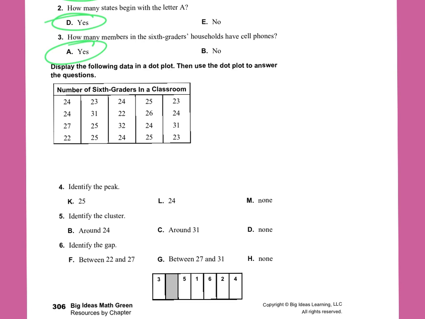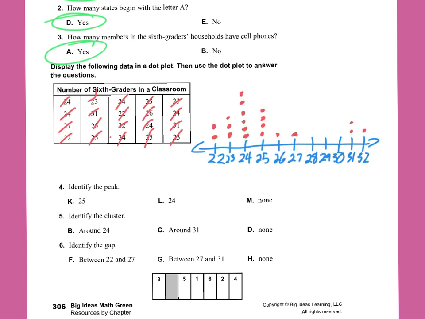So now we are moving on to something that we've talked about already. Display the following data in a dot plot, then use the dot plot to answer the questions. So I'm going to pause right now and then draw the dot plot. And then after you see the dot plot, you hit pause and then copy it. Okay, so there is your dot plot right there.